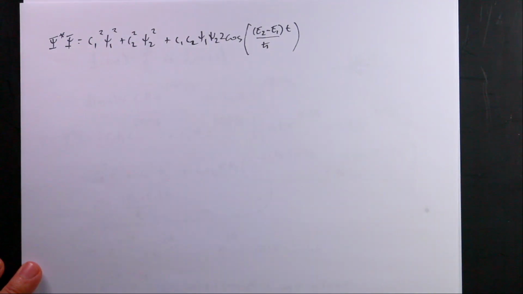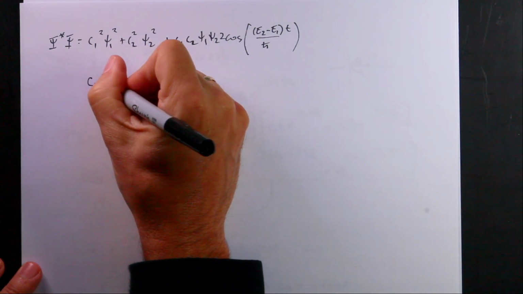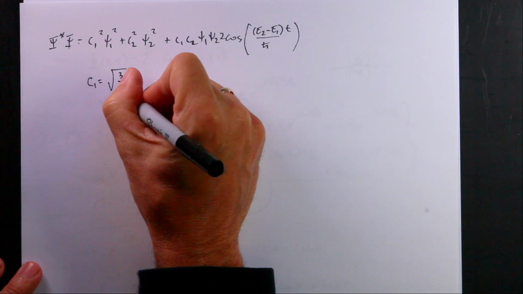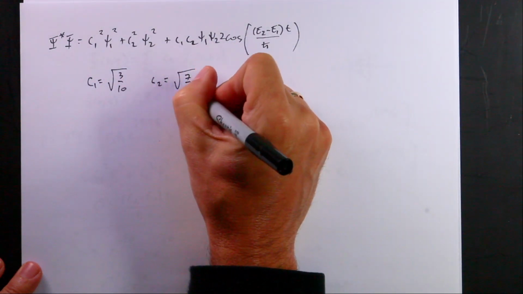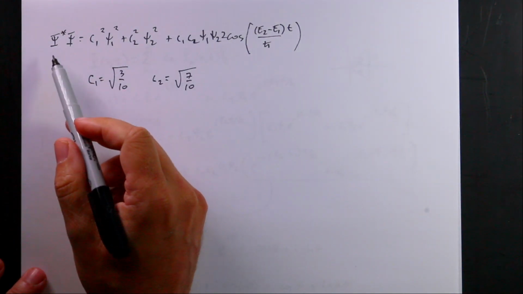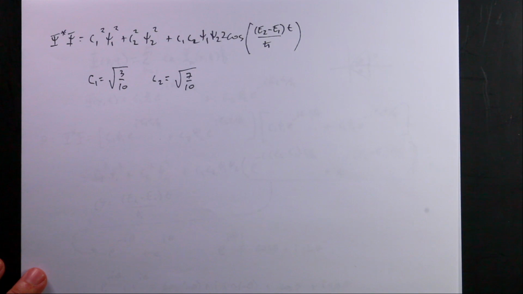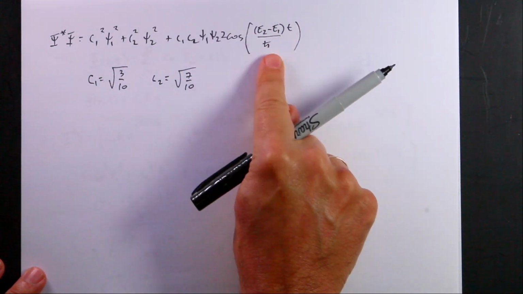Let's write out everything. And in fact, let's do it a little bit further. I'm going to pick values for C1 and C2 that I'm pretty sure work. C1 is the square root of 3 over 10. C2 equals the square root of 7 over 10. I'm pretty sure that will make it normalize such that if I integrate this from 0 to a, I get 1. That's important. But you see here that I have this part that depends on time and it's not going to be stationary, and I want to plot this whole thing.